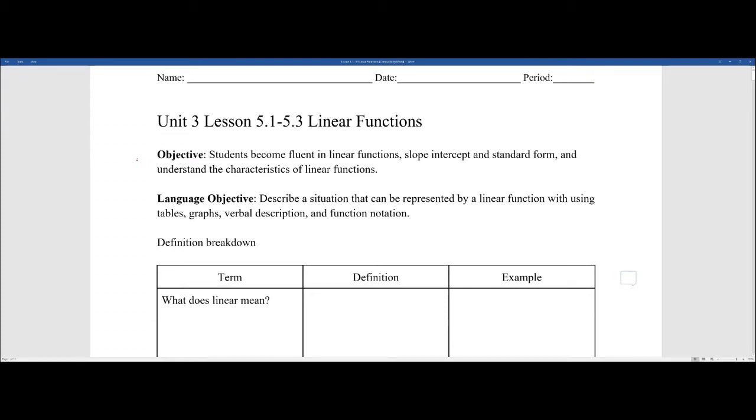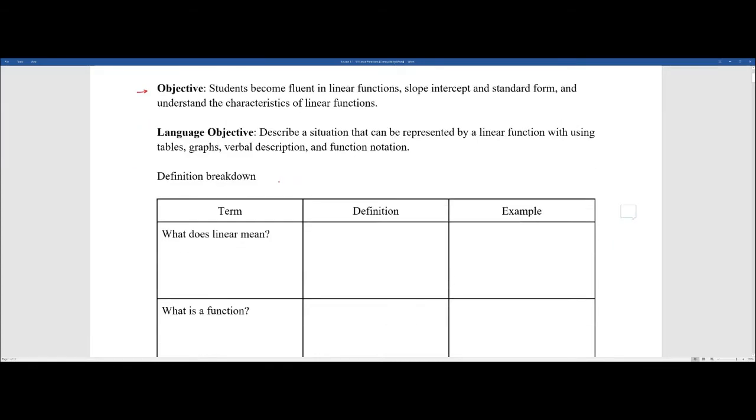First things first, our objective. You've already seen linear functions before in Math 8, and now we're just adding a little bit more context to it with quantitative reasoning. So basically, our objective is this: students become more fluent in linear functions, slope-intercept, standard form, and understand the characteristics of linear functions. Language objective: describe a situation that can be represented by a linear function using tables, graphs, verbal description, and function notation. So these are the four things that you have to be able to know how to do.